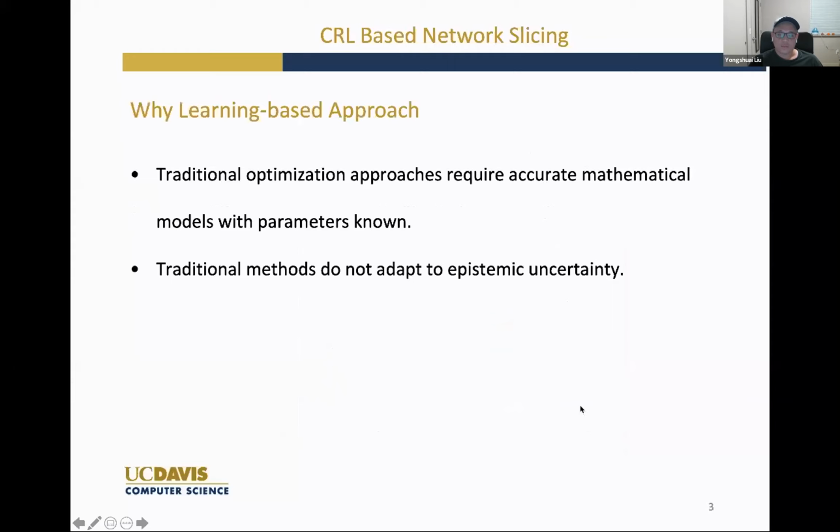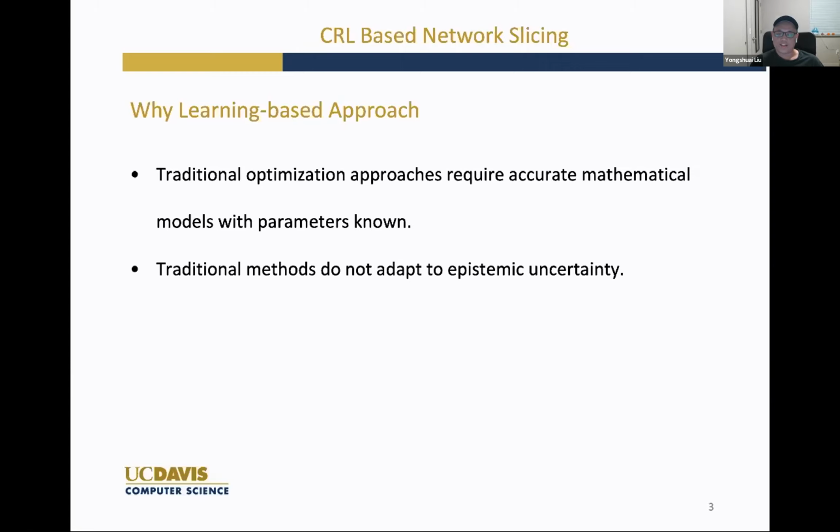The number one question we may ask is why we use reinforcement learning instead of the traditional optimization-based approach. We have 2 reasons. The first one is that the traditional optimization approach requires an accurate mathematical model with known parameters. This is often very difficult to achieve in practice, especially with the increase of the complexity, scale, and service diversity of 5G and future networks. Furthermore, constraints from the physical system and the service demand are prevalent and complex, such as the latency requirement or the service level agreement, which further increases the difficulty in modeling.